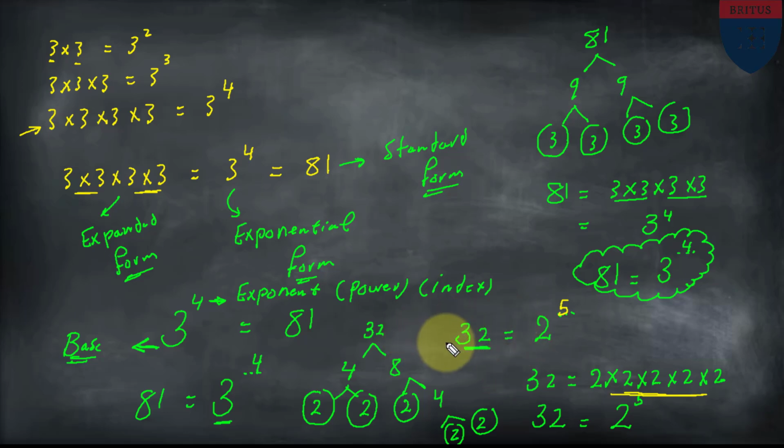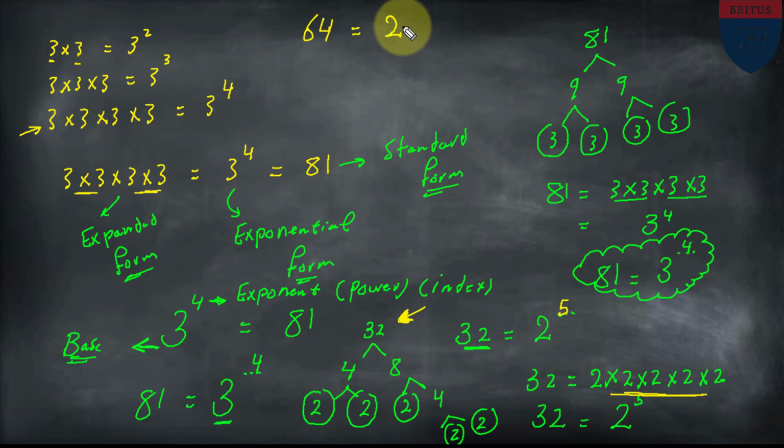Now we can find the exponential form of any number. We are using the idea of factorization. Just factorize the number to its prime factors. Let's have another example. What about 64?